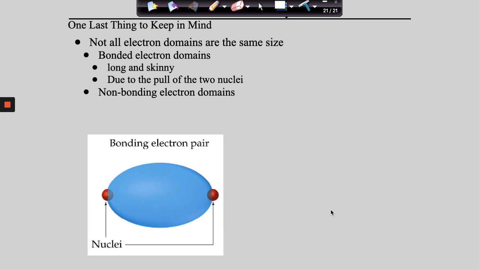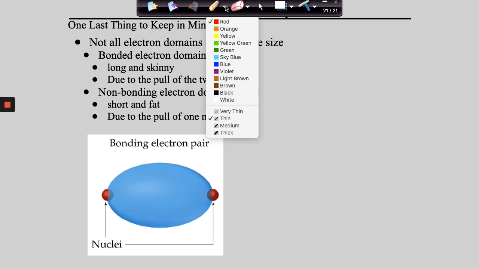Okay, so what about non-bonding domains? Well, not surprisingly, these are short and fat. The reason that they're short and fat is because they are only being pulled on by one nucleus. They're non-bonding, which means they're not involved in a bond, so there is not a second nucleus tugging at this electron cloud. So again, let me give you a second to catch up, and then let's take a look at what this looks like.